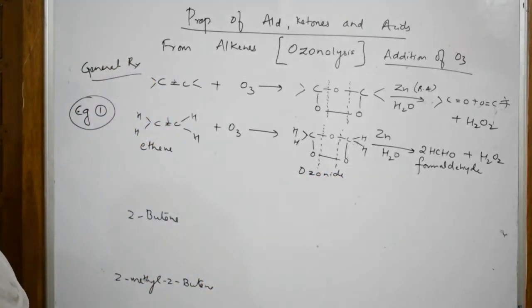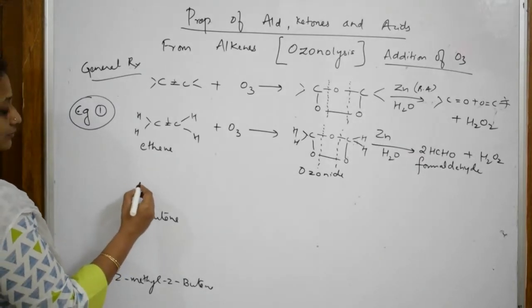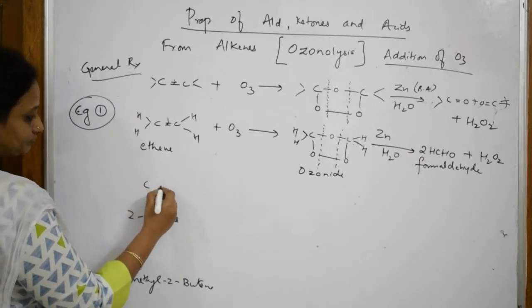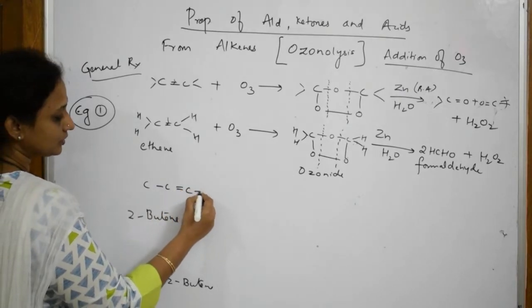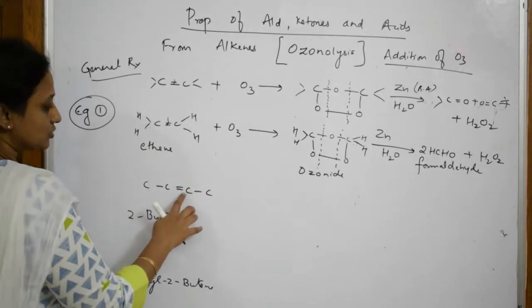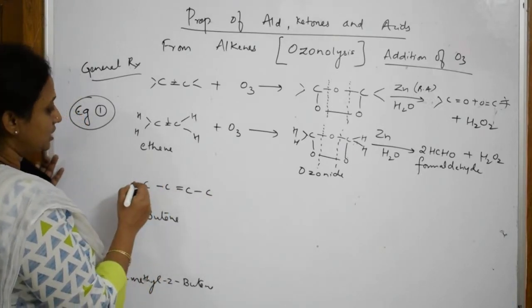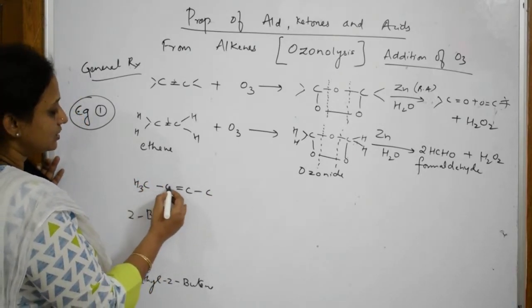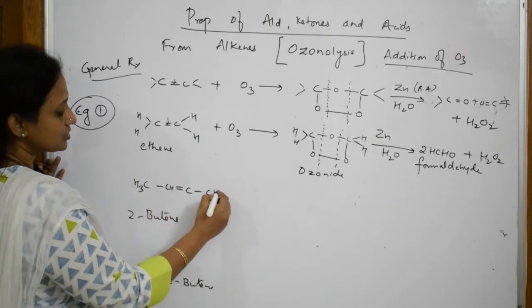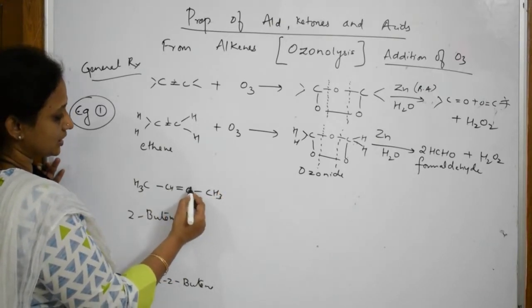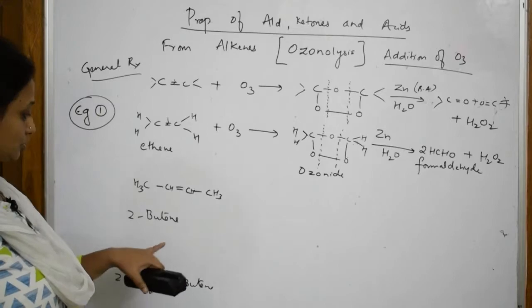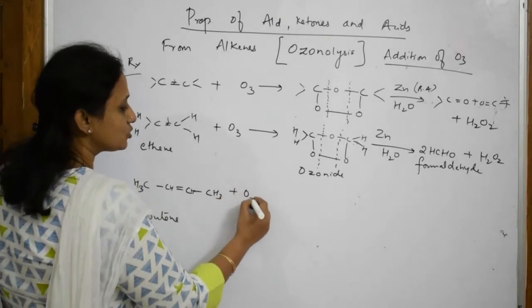Let us do 2-butene. Observe carefully. I have to write 1, 2. This is butene, so this is your second carbon. If you start from here, 1, 2, the second carbon, butene. Now fill in your hydrogens: H3 for this, H for this, H3 for this, and again H. Now to this 2-butene, I'm going to add an ozone molecule.